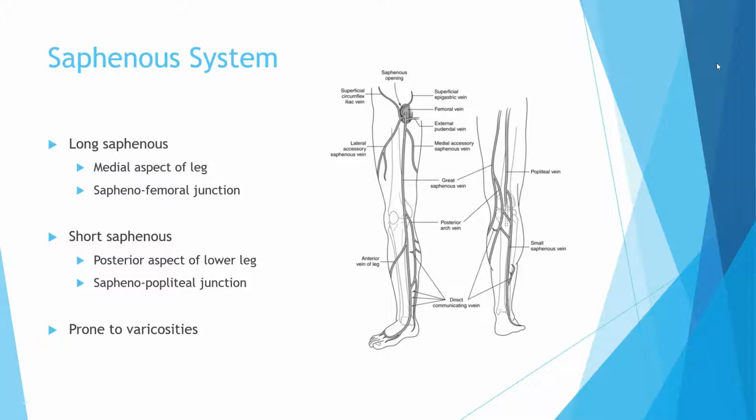These veins are quite important to know because they're ones that we harvest quite commonly for different surgeries. So for coronary artery bypass grafts or arterial bypass grafts, these veins are commonly used. But they're also a common site for varicosities to occur.